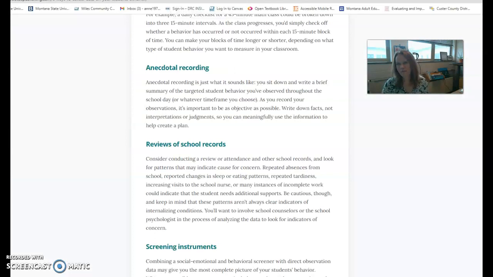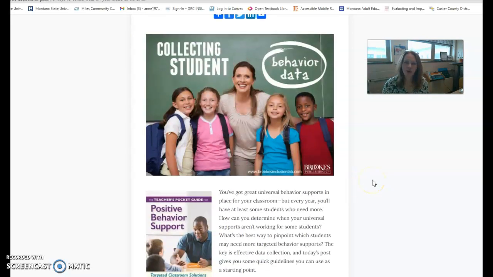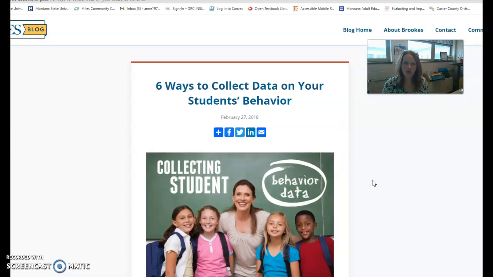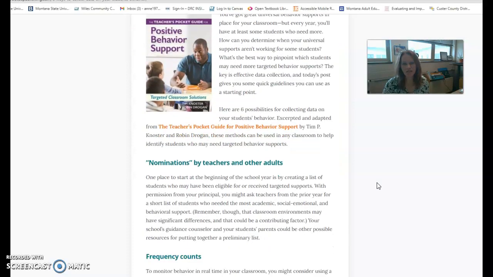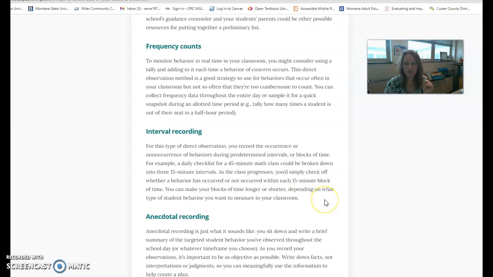There is probably a million different ways. So this is from a website called Brooks Blog, and it is 6 ways to collect data on your students' behavior. You can do a tally mark. So if it's a frequency thing, if you're asking how often is something happening in your classroom, then you just make frequency marks, like tally marks. You could do interval recording, meaning that you're going to stop after every so many minutes and break it into different chunks and record what's happening during those chunks of time.